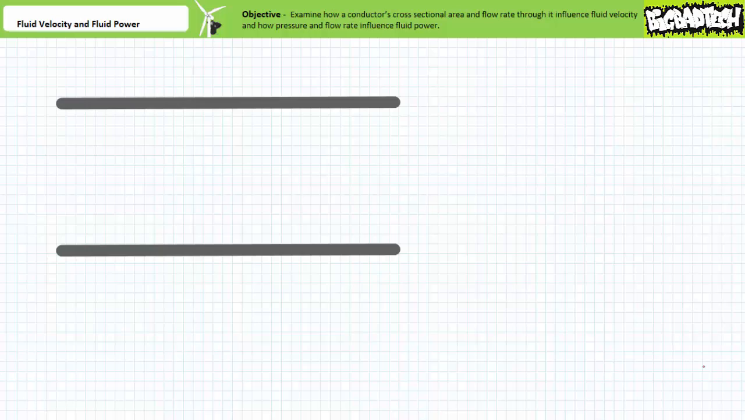I'm your instructor Jim Pytel, and today's topic of discussion is fluid velocity and fluid power. Our objective is to examine how a conductor's cross-sectional area and flow rate through it influences fluid velocity, and how pressure and flow rate influence fluid power.